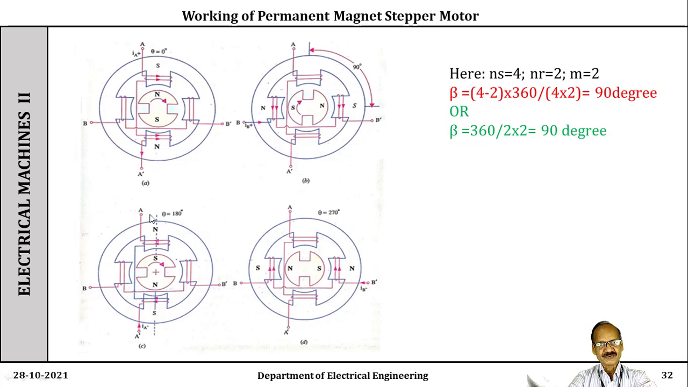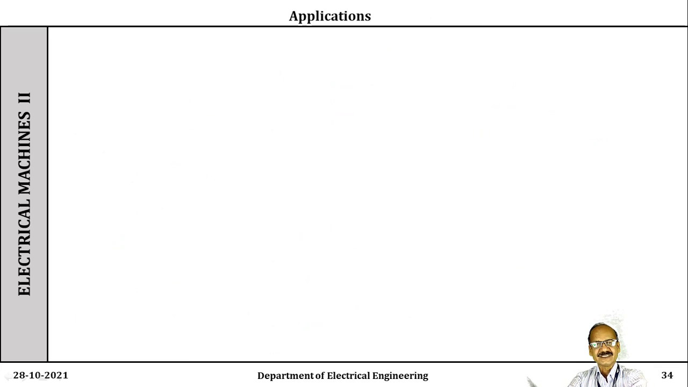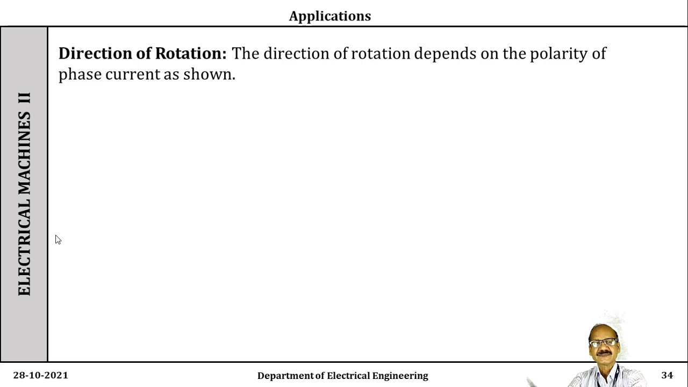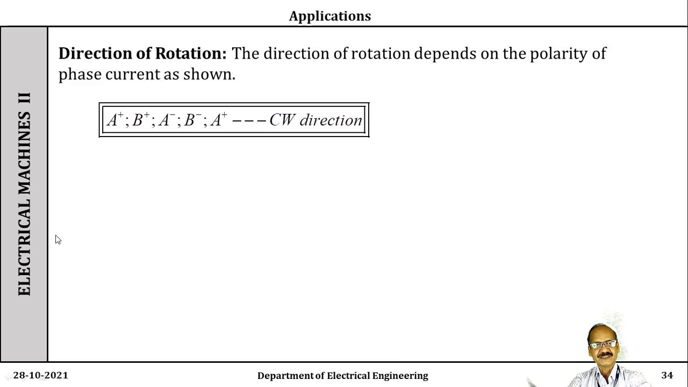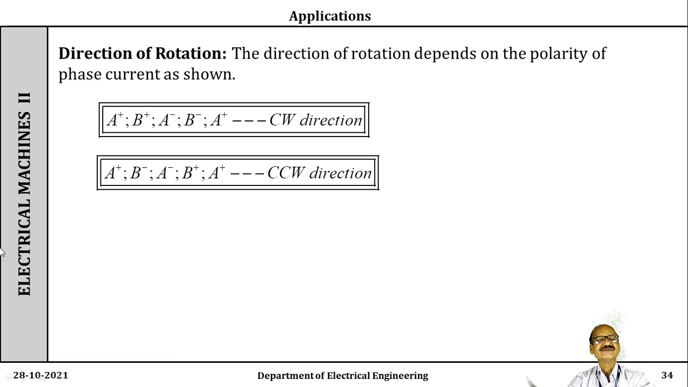Okay. In order to rotate the motor in a counterclockwise direction, we have to change the sense of this one. Pay attention here. See here, direction of rotation, just now I have discussed. Now see here, A plus, then go for B minus, A minus, B plus, and once again A plus. The motor will rotate in a counterclockwise direction. Okay. So this has been just now explained.